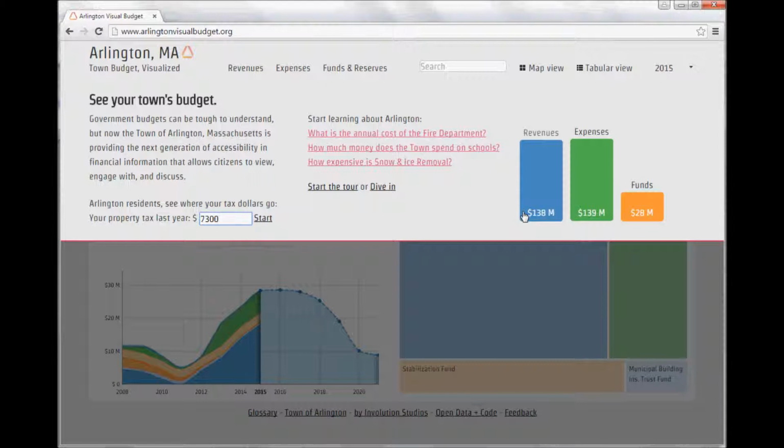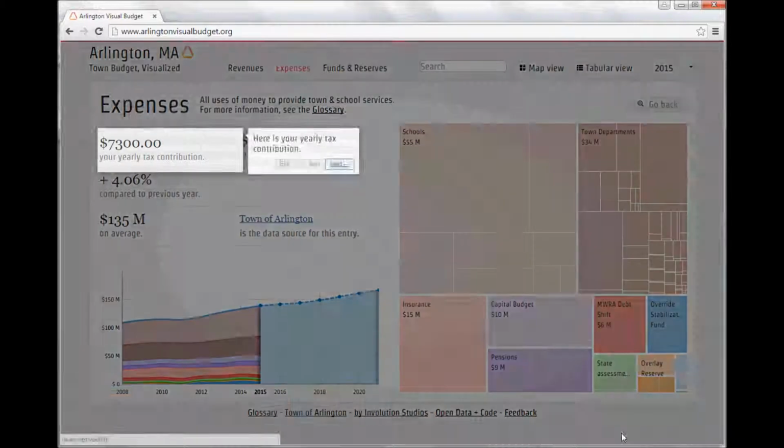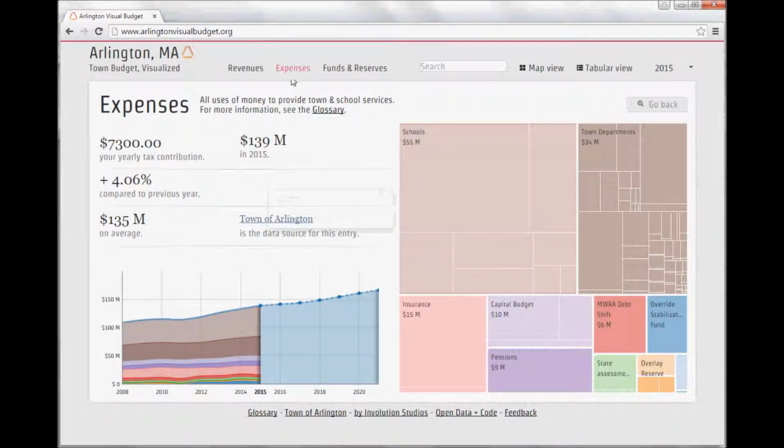So let's get started. Entering the average Arlington residential property tax of around $7,300. On this screen, you can see the total expenditures of the town from a mile high. And if you hover over each block, you can see how much of your tax bill is appropriated to fund each department. On the overall expenses page, you see a more detailed look at this big picture.